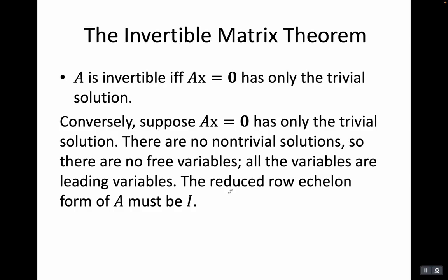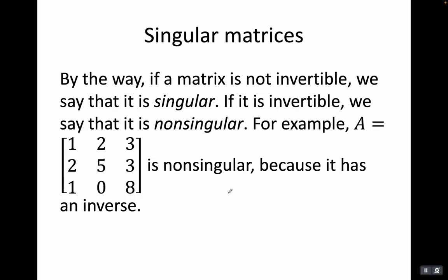Conversely, suppose that AX equals 0 has only the trivial solution. There are no non-trivial solutions, so there are no free variables. All the variables are leading variables, and thus the reduced row echelon form of A must be I. And it's got to look something like this, if you're talking about a 3 by 3 matrix. By the way, if a matrix is not invertible, we say that it is singular. If it is invertible, we say that it is non-singular. For example, A equals 1, 2, 3, 2, 5, 3, 1, 0, 8 is non-singular because it has an inverse.